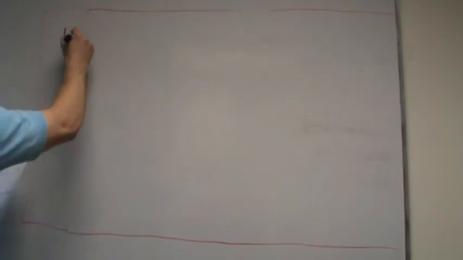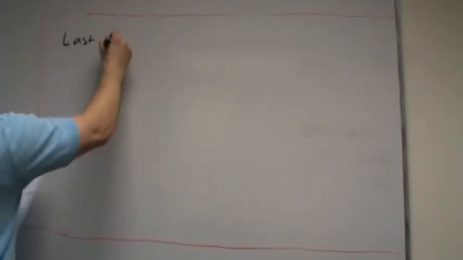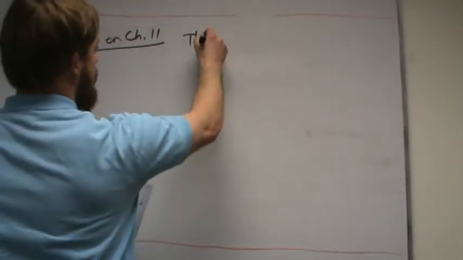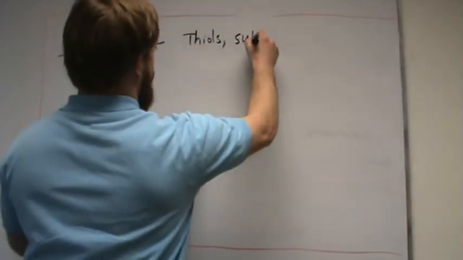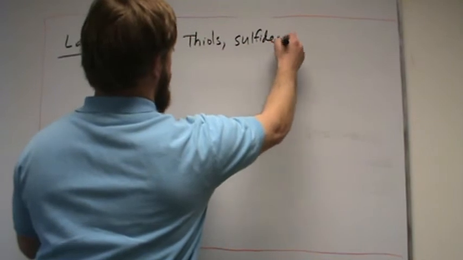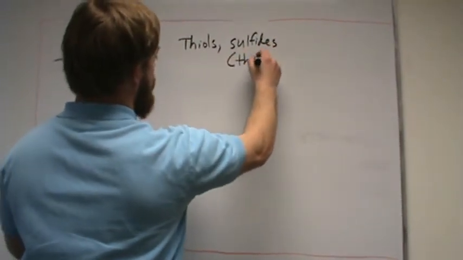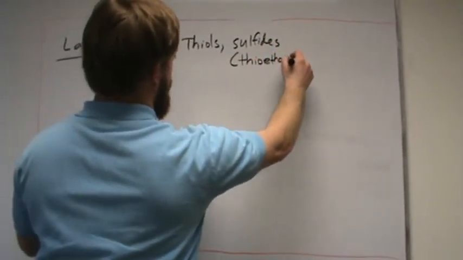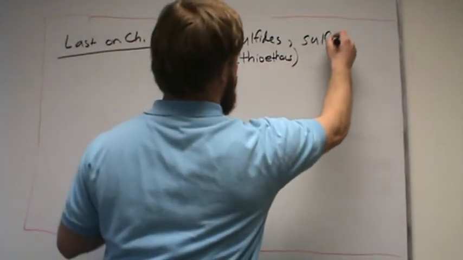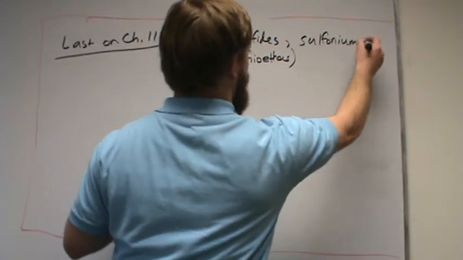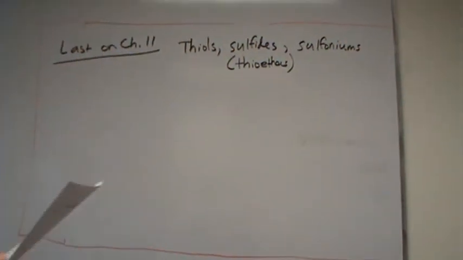But now we're on the last part of chapter 11. Okay, last part on chapter 11. And it deals with thiols, so sulfur-containing compounds here. Thiols, sulfides, which we also call thioethers. Thioethers, and sulfonium. Sulfonium species or sulfonium salts.